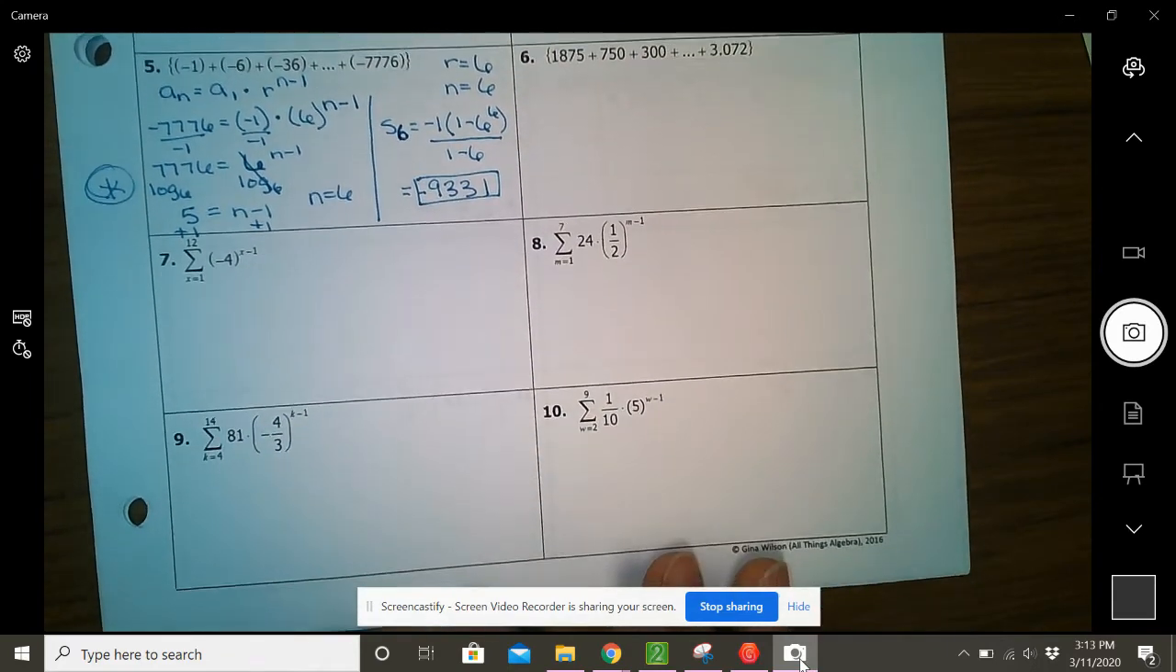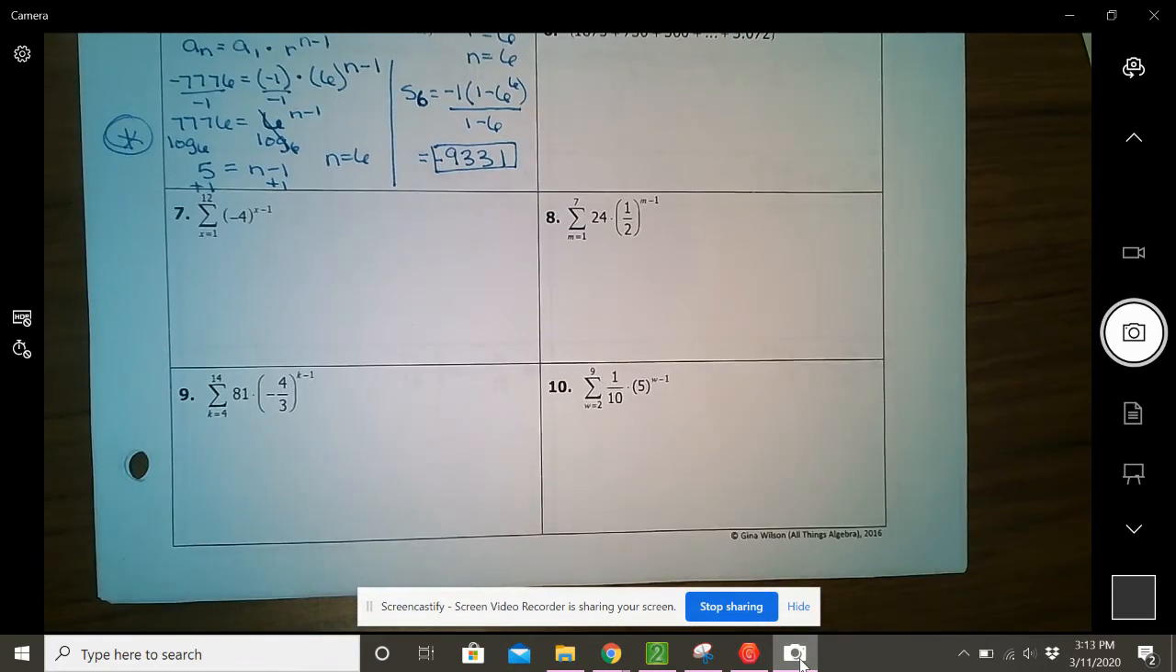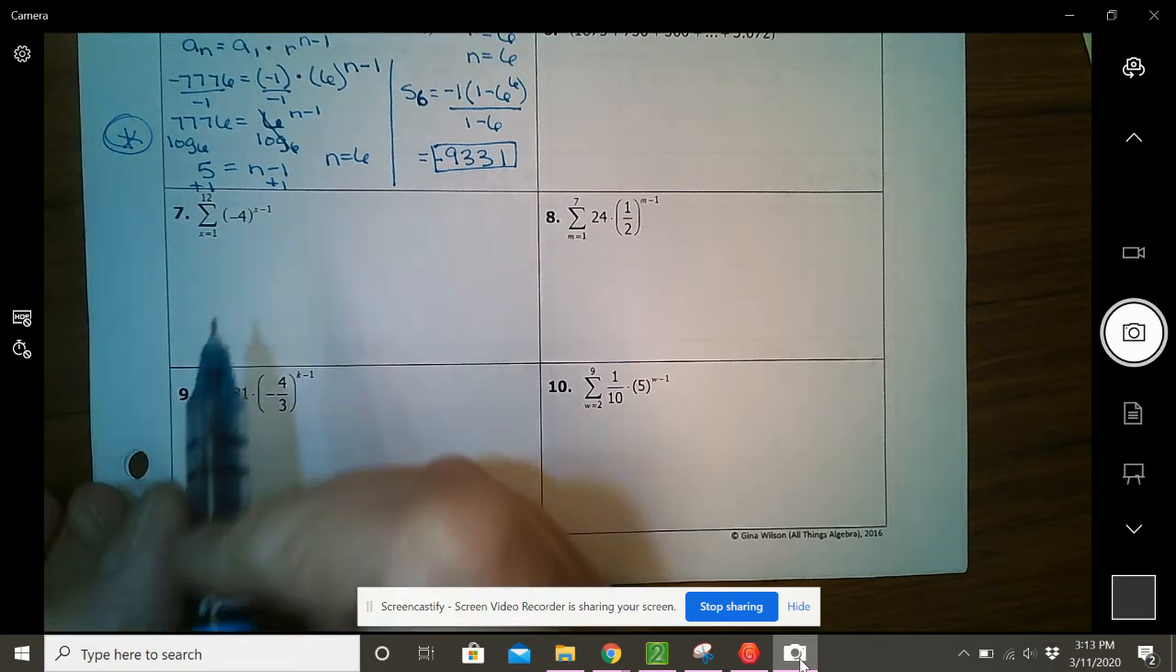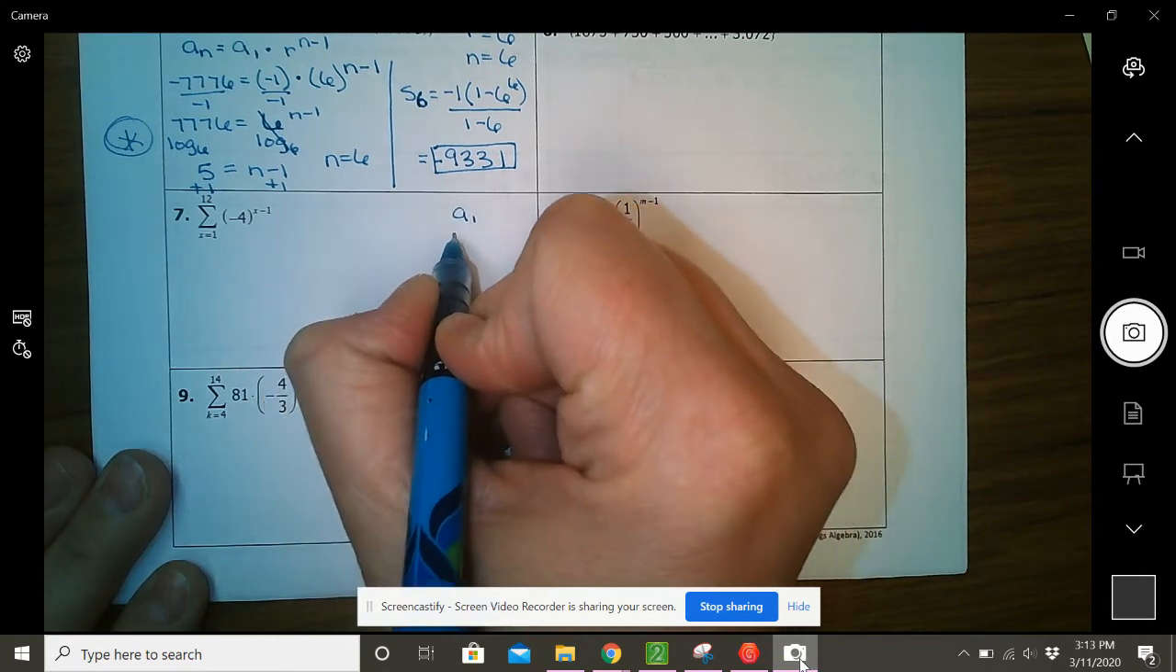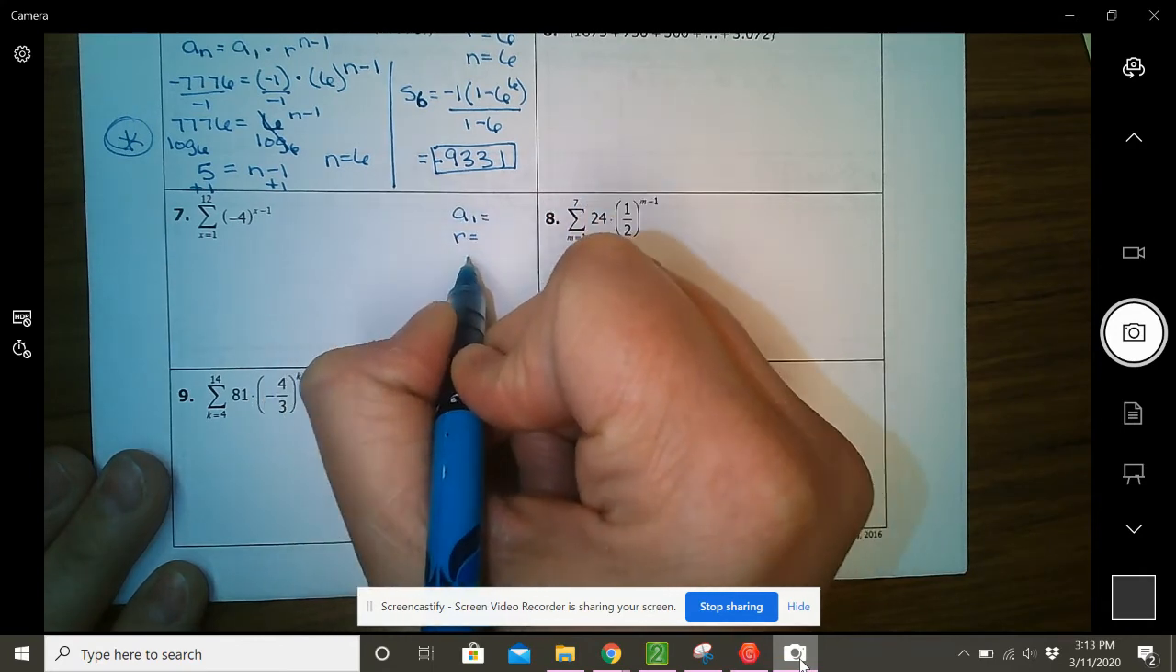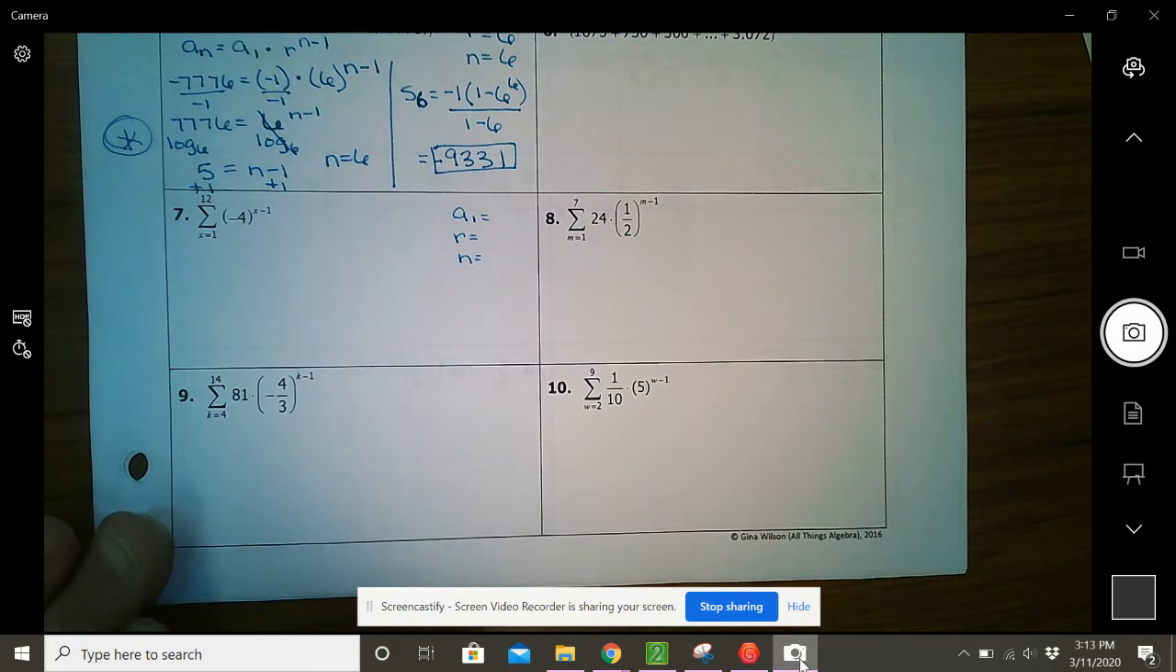All right, a couple summation problems here. I'll do one where we use the formula, and then I'll do one on Desmos with the summation notation, okay? So with the formula, I still need the first term, the R value, and the N value, okay?